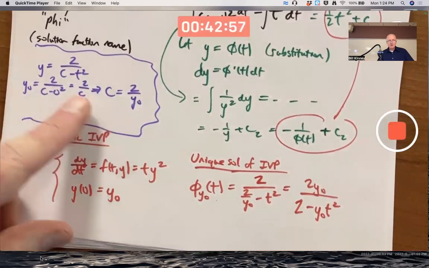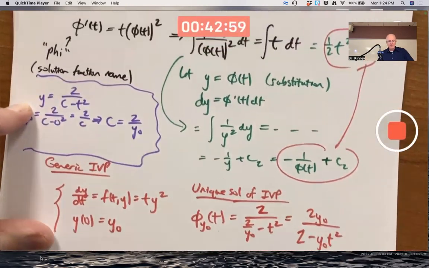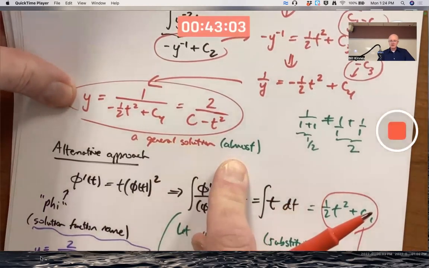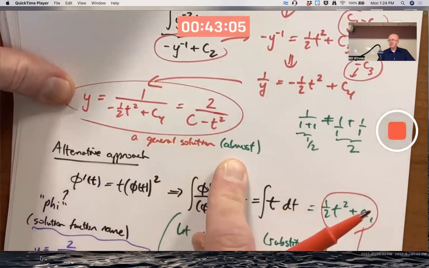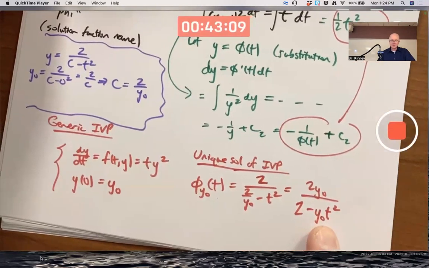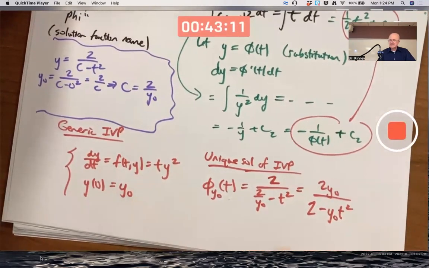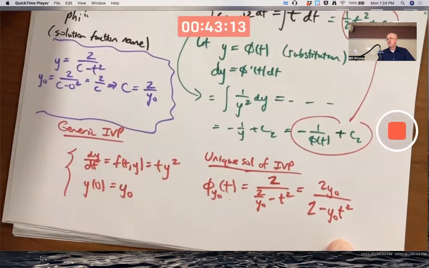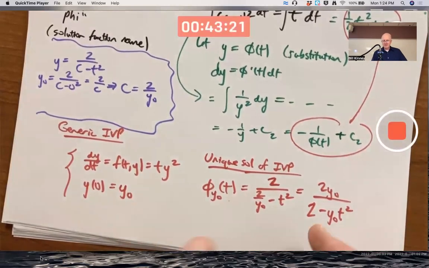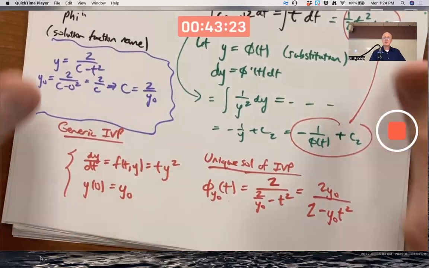So this general solution here was almost a general solution. It is pretty nice. It can be used to solve almost any initial value problem. However, this form of a solution to a generic IVP does solve any initial value problem, including when y naught is 0. It's really a family of functions, one function for each value of y naught.